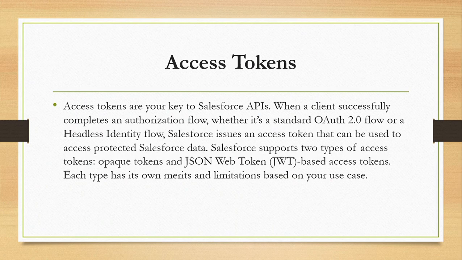Access tokens are your key to the Salesforce API. When a client successfully completes your authorization flow, whether it's a standard OAuth 2.0 flow or a headless identity flow, Salesforce issues an access token that can be used to access protected Salesforce data. Salesforce supports two types of access tokens: opaque tokens and JSON Web Tokens.